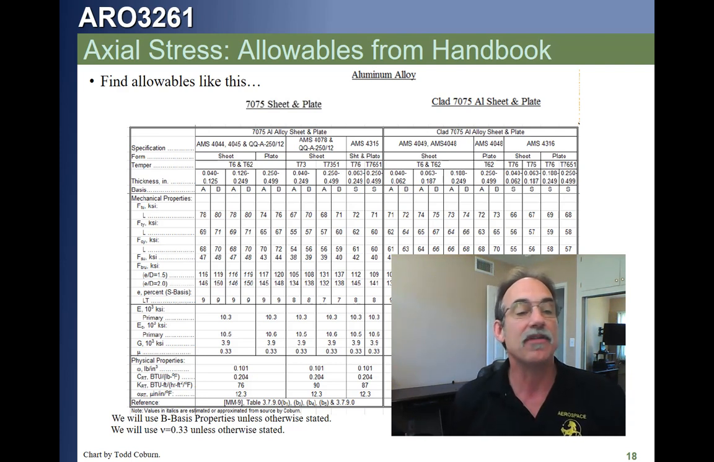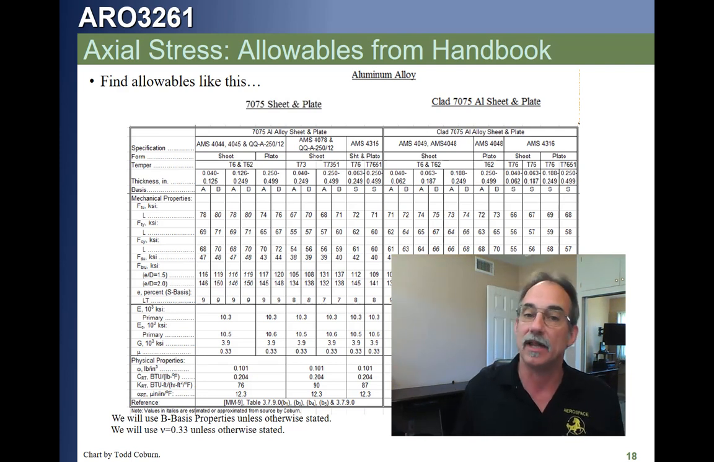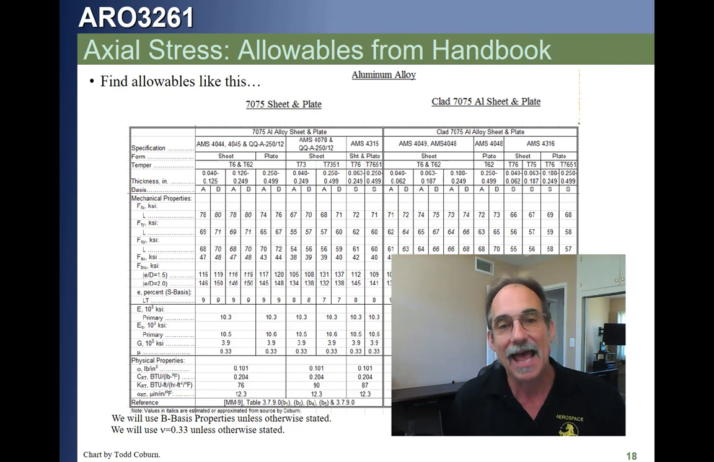We also have the form. Is it sheet? Is it plate? Is it an extrusion? Is it a casting? You're going to need to identify that. So you're going to first pay attention to the header talking about what material it is. 70-75T sheet and plate is shown here.